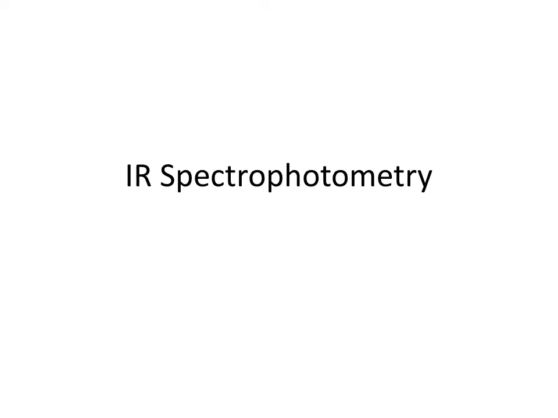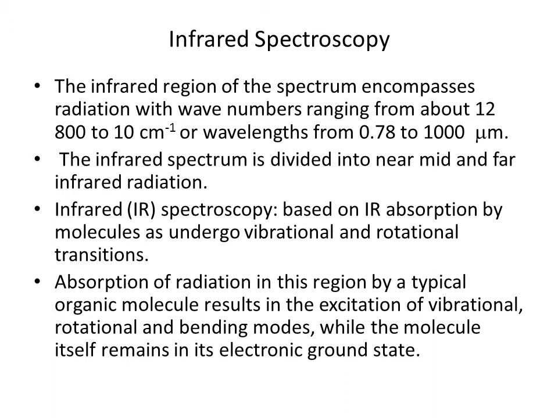The next topic is IR spectrophotometry. Infrared spectroscopy. The infrared region of the spectrum encloses radiation with wave numbers ranging from about 12,800 to 10 centimeter to the power minus 1, or wavelength from 0.78 to 1000 micrometer. You can remember just 0.78 to 1000 micrometer. This is going to be the infrared range.